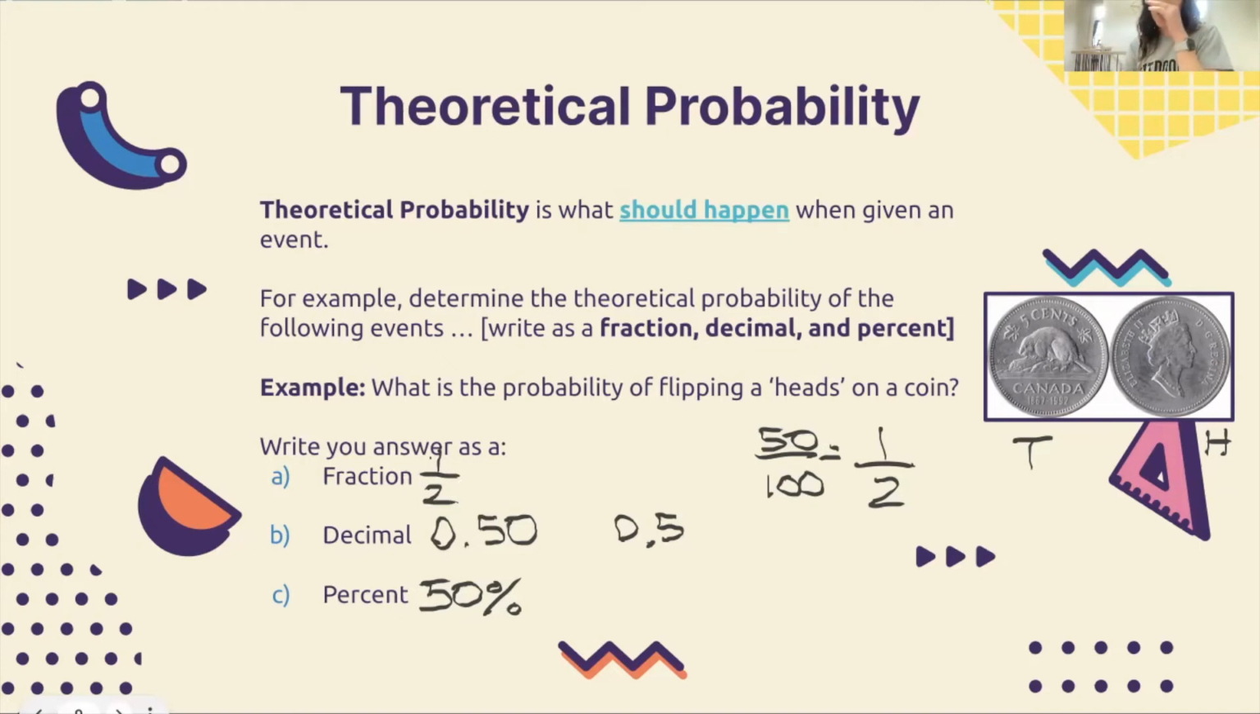Exactly. So theoretical probability is looking at your situation and saying, okay, this is what should happen. I should flip heads 50% of the time. Does that always happen? If I were to flip a coin, is it going to go head, tail, head, tail, head, head, tail, tail? Is it going to be a perfect 50%? No. Not necessarily, right?